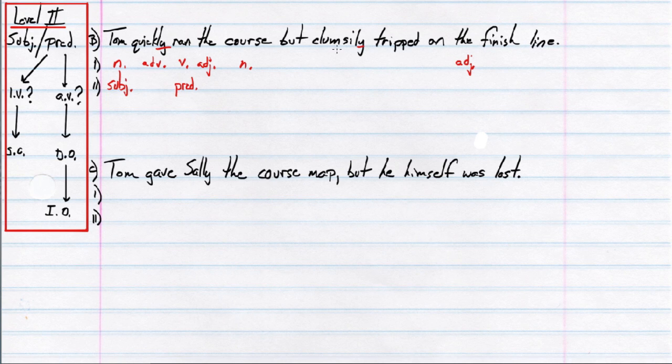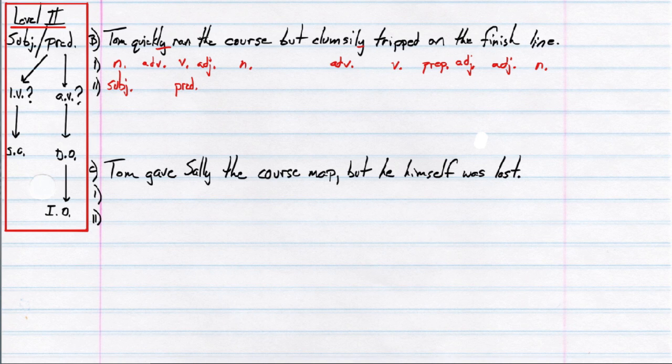Clumsily. I see an ly there. Clumsily what? Clumsily tripped. Tripped is a verb. That's interesting. Two verbs in one sentence. Tripped. Tripped what? Tripped on the finish. Over? Under the finish? This is a preposition. Tripped on the finish line. The what? The finish? No, the line. There's my noun. Finish actually is describing the line. So this is an adjective. Interesting. Clumsily tripped. This is going to be an adverb.